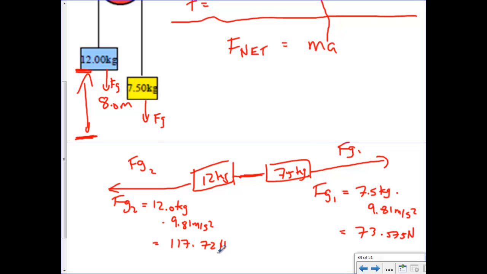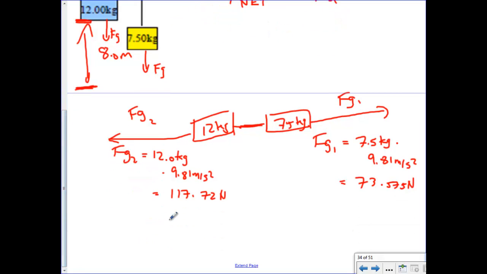Hopefully it makes sense then that the heavier box has more gravitational force attached to it, right? So if I wanted to find my net force, it would be equal to the 117.72 minus the 73.575.